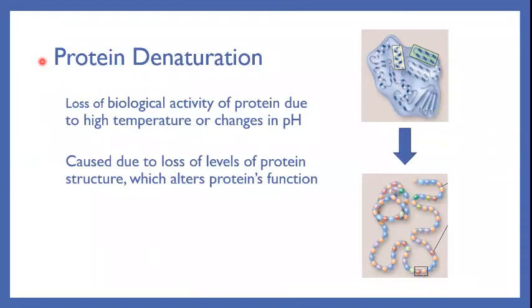This process is called protein denaturation. It is the loss of biological activity of a protein due to high temperatures or changes in pH. It can take those secondary and tertiary structures, and that high heat is going to break all of those hydrogen bonds and take it right back down to that linear chain of amino acids.